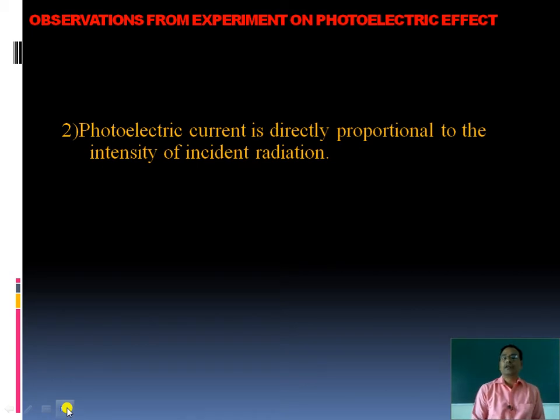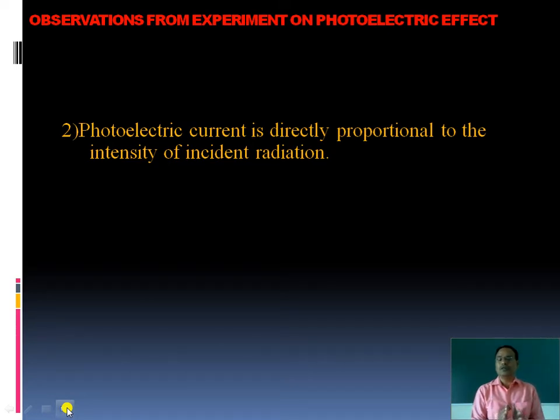Photoelectric current is directly proportional to the intensity of incident light. The second part of the experiment was varying intensity. The first part was varying frequency, depending upon that we made the first conclusion. Now the second part was varying intensity, keeping frequency and PD constant. If we go on increasing the intensity while the frequency, which is greater than the threshold frequency, is kept constant and the rheostat position is kept constant, what is intensity?